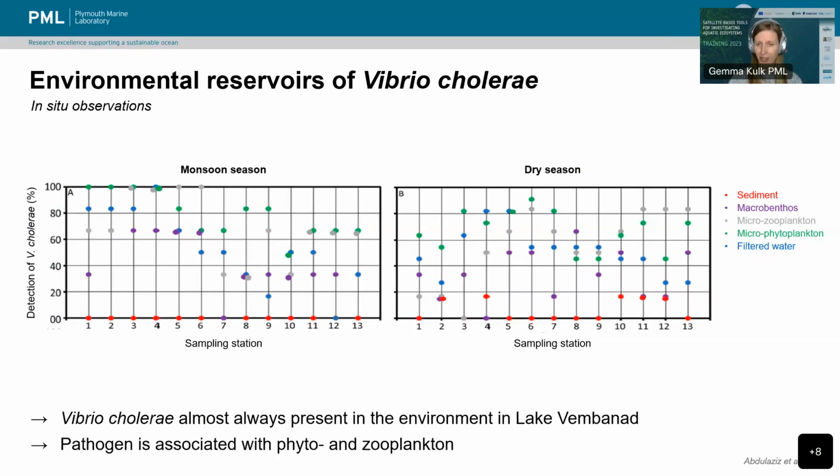Based on earlier results in other regions, we first studied the relationship between Vibrio cholera and physical chemical conditions in Lake Vembanad, but we could not find clear relationships between, for example, Vibrio bacteria and temperature and salinity. So we then studied the environmental reservoirs of Vibrio cholera in Lake Vembanad, and we see that Vibrio cholera bacteria are almost always present in the lake, and that there is a strong association with phytoplankton.